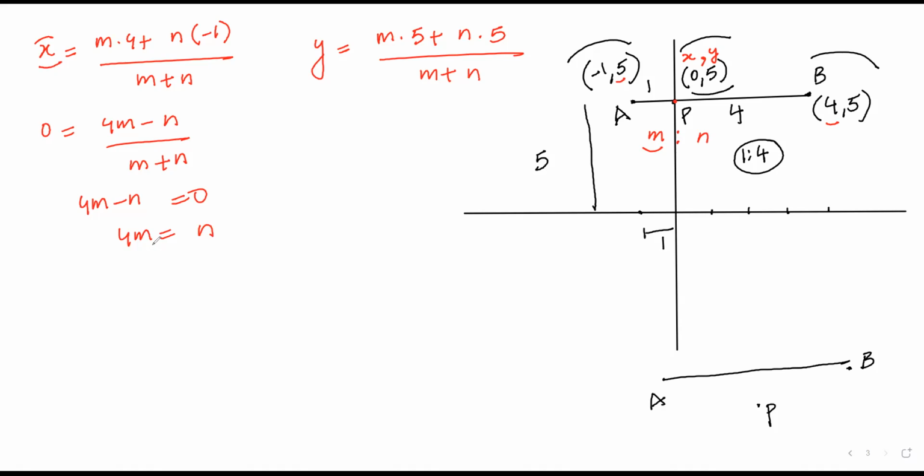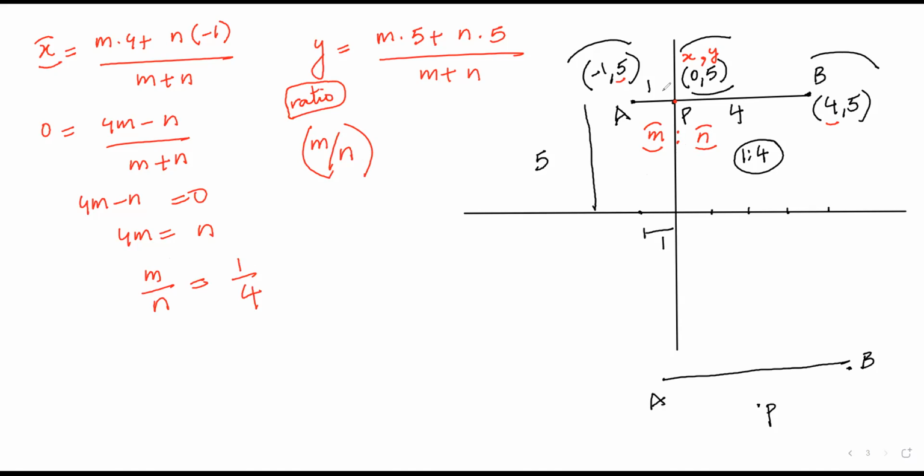See, a very important point. We don't have to find the absolute value of m and n. We want to find only the ratio m by n. Ratio m by n is important. Some students get confused here. You just have to find the ratio m by n. So what is ratio m by n? Take n this side. The m by n will be equal to 1 by 4.